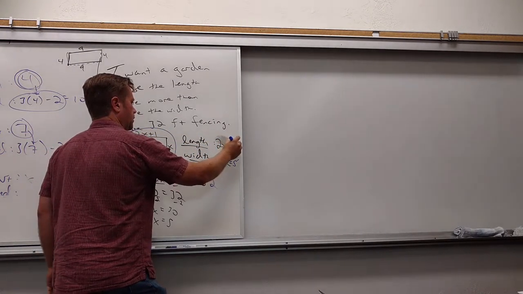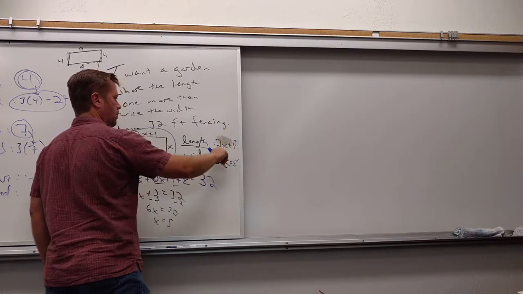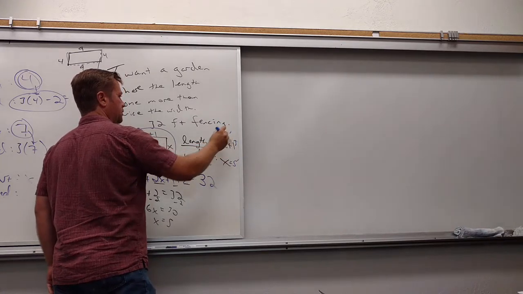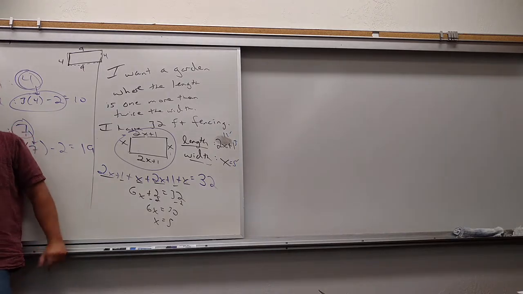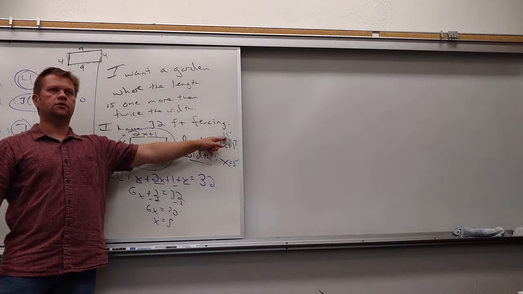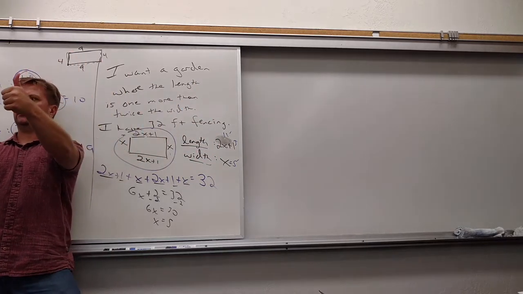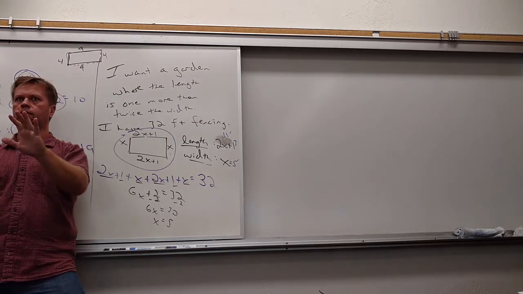And then what's the length going to be? Yeah, twice 5 is 10 plus 1 is 11 feet. Does that make sense? Does that work? 5 and 5 is 10. 11 and 11 is 22. 10 and 22 is 32. Checks. All the way around would be 32 feet. I like it.